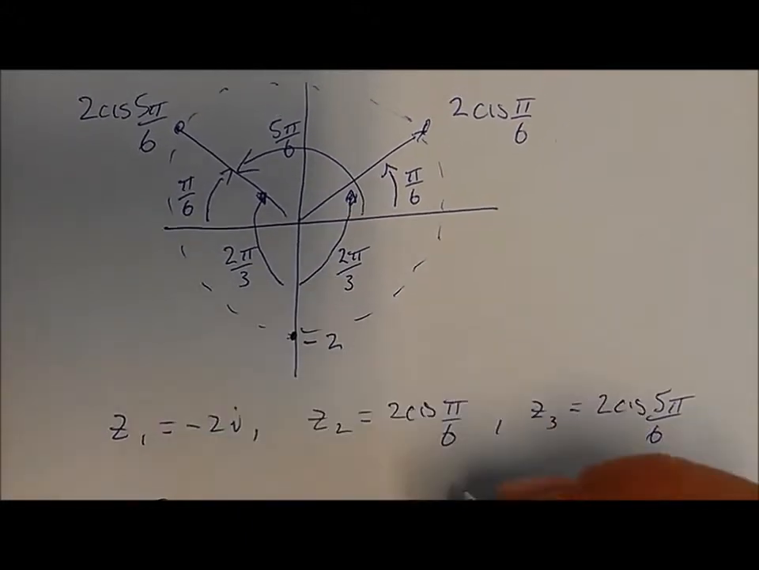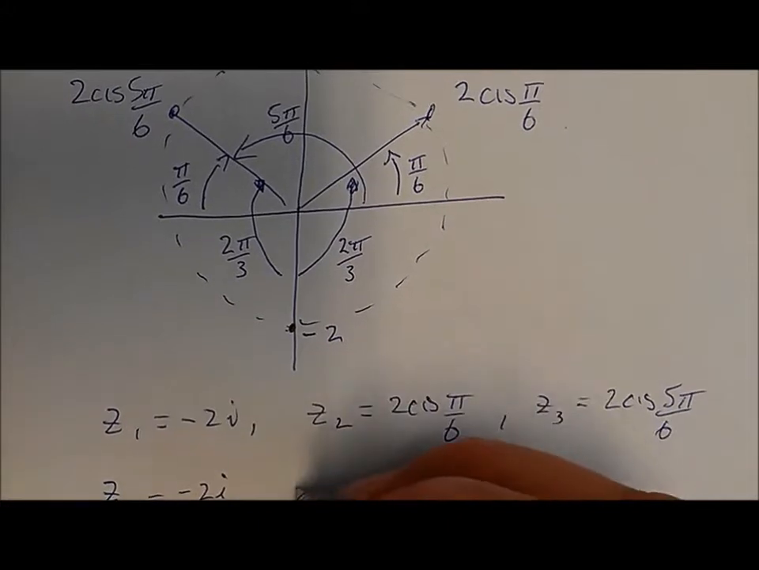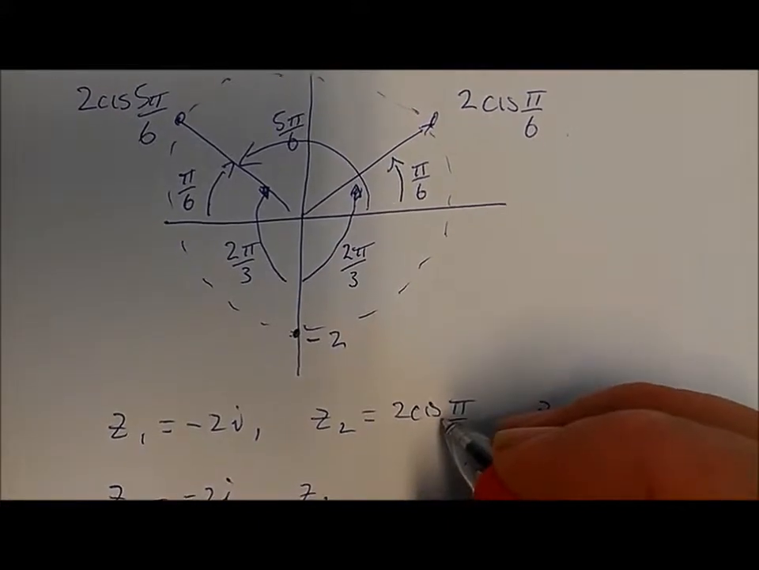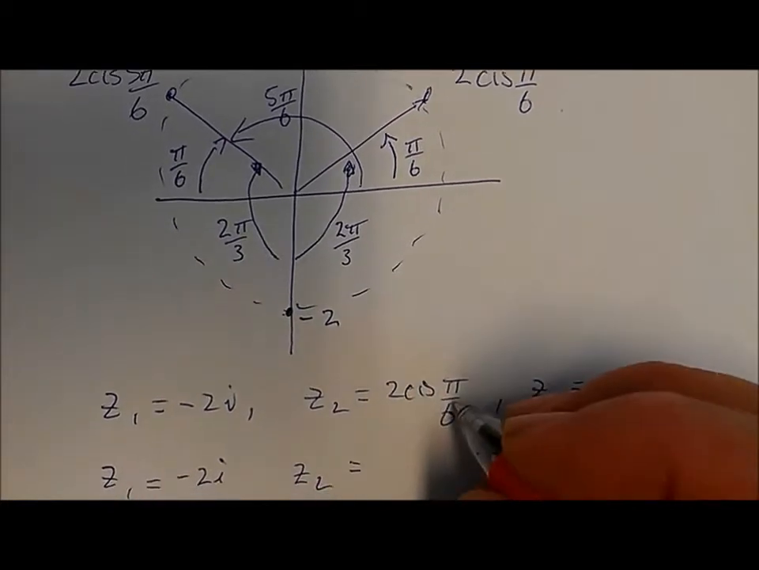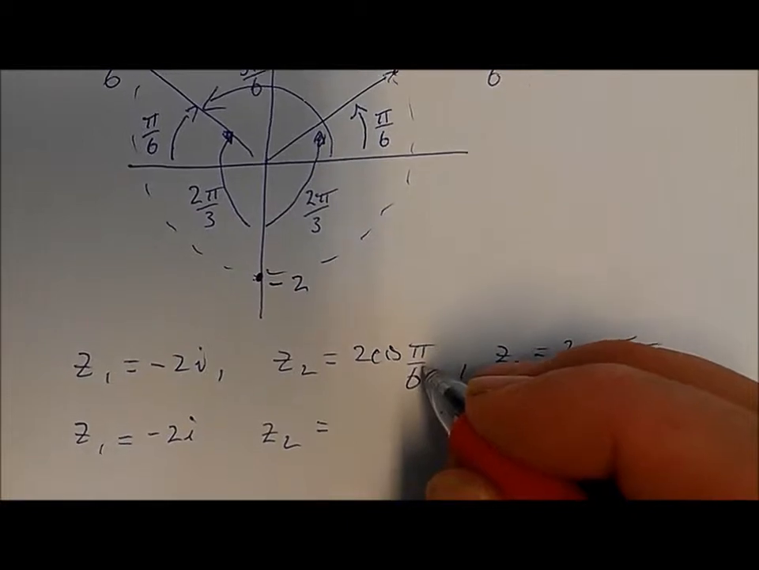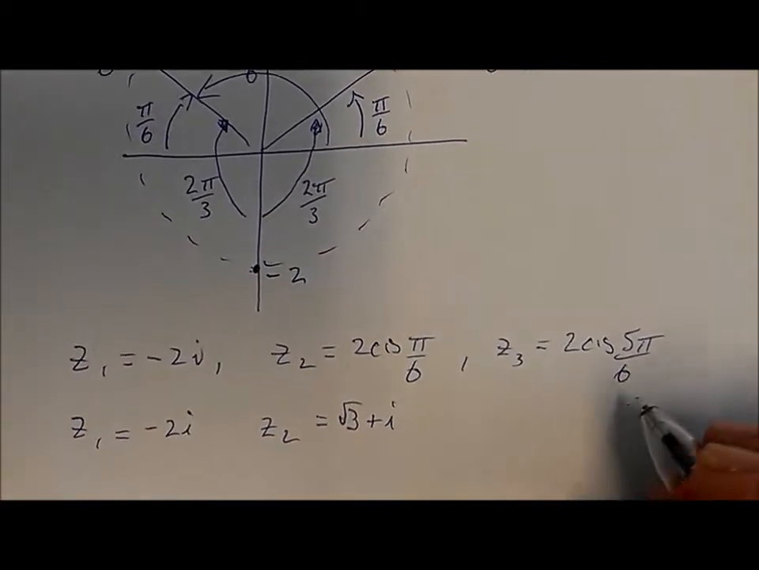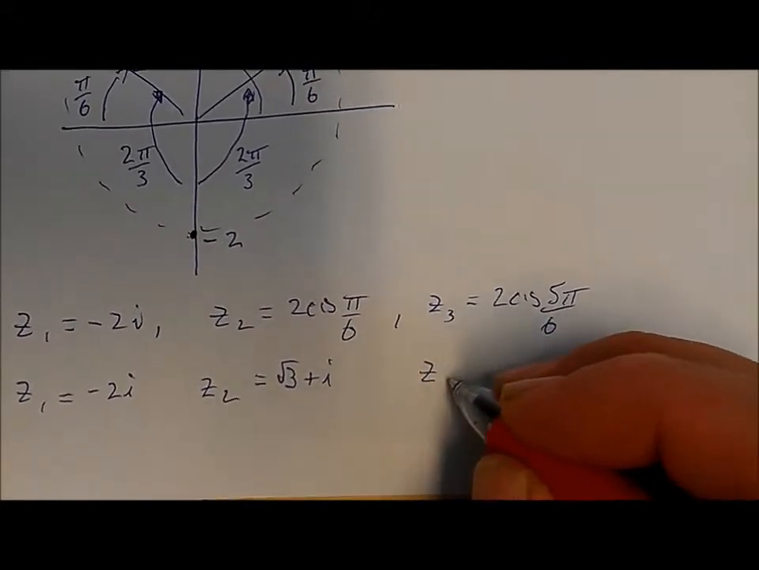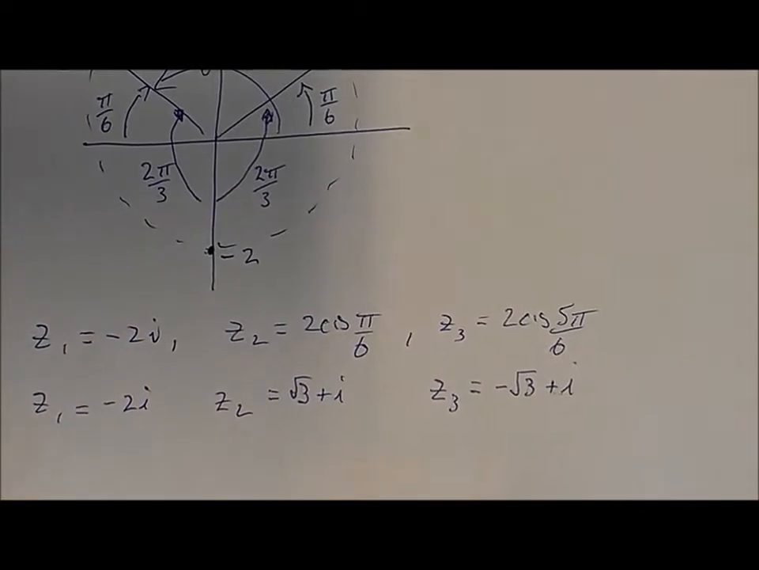If I work through them, the first is already in x plus iy form. For this one, cos of pi on 6 is root 3 on 2, and sine of pi on 6 is a half. When I multiply both of them by 2, I end up with root 3 plus i. Similar results over here, except cos will be negative, so it'll be negative root 3 plus i.